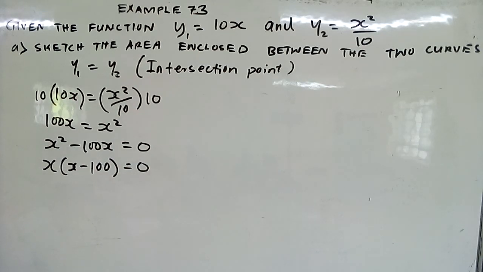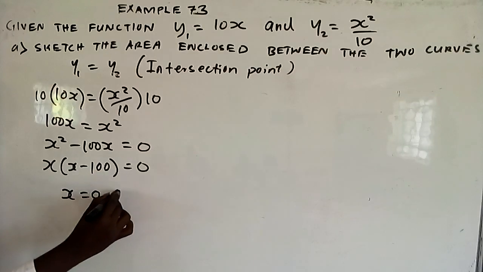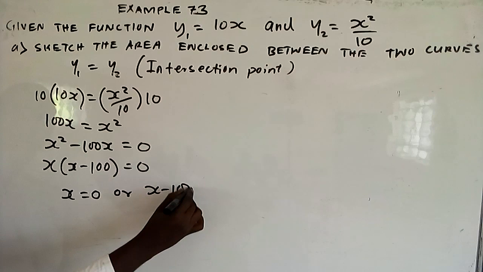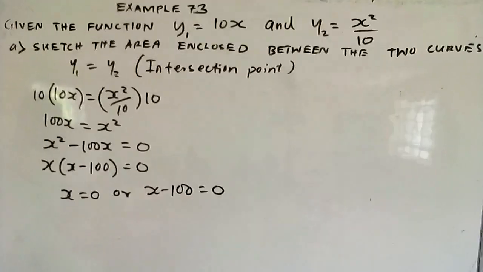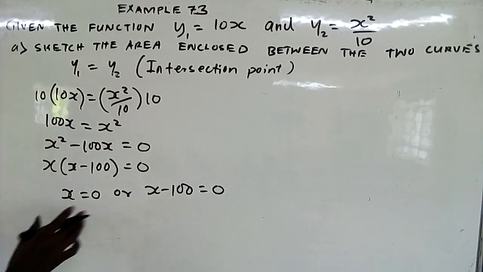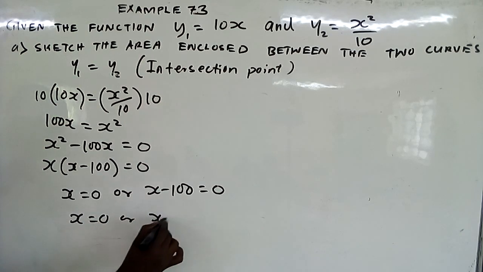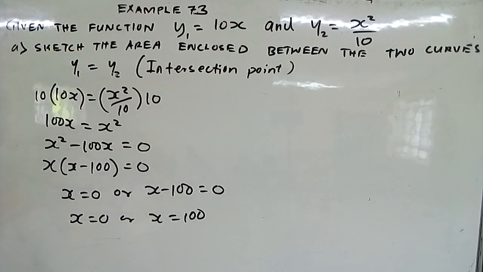Are we together? So it means either x is equal to 0 or x minus 100 is equal to 0. Then x minus 100 therefore means x is equal to 0 or x is equal to 100, isn't it? Are we together? Yes. Good.